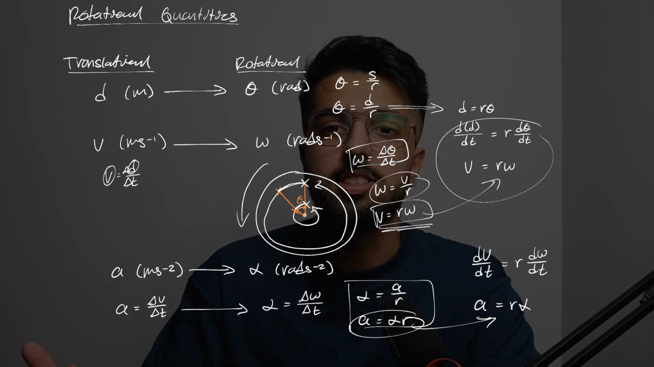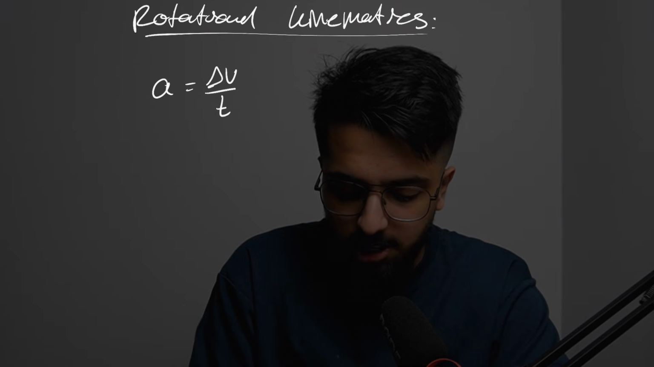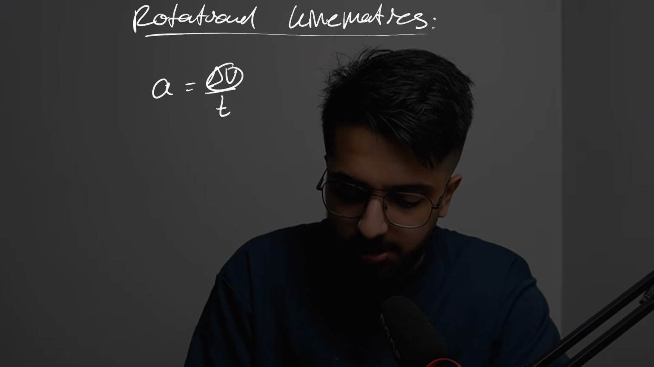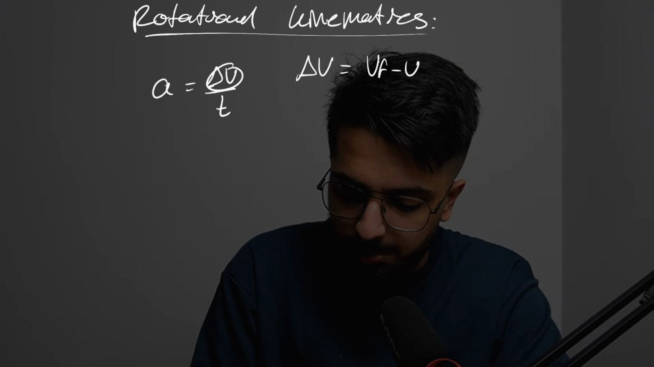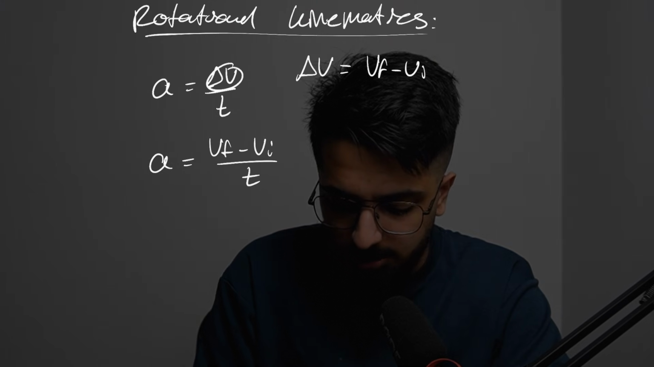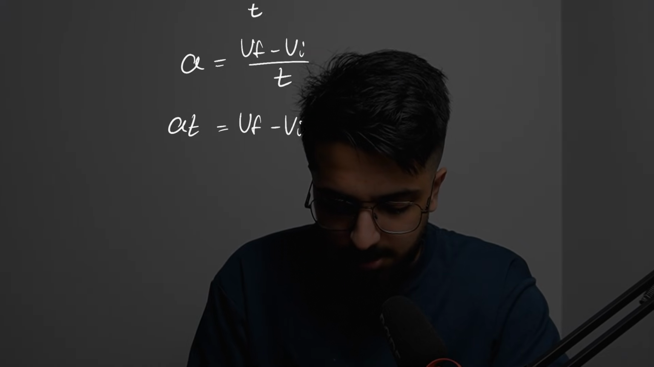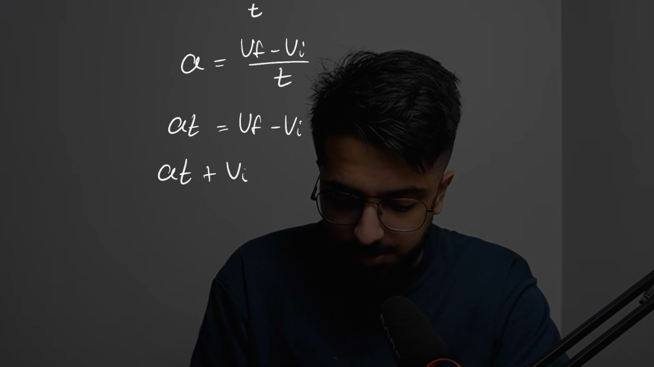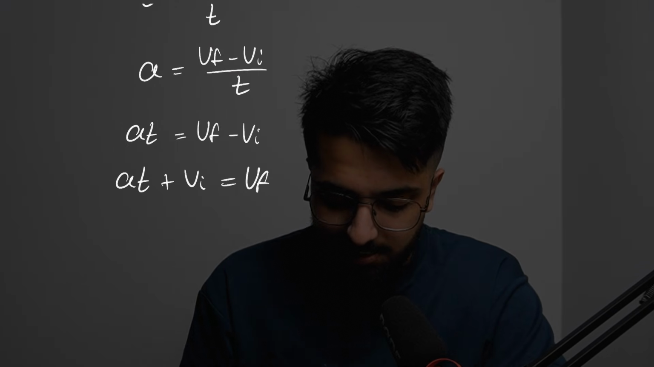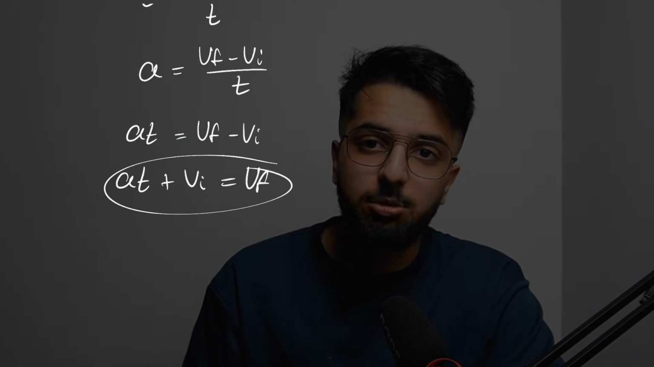Now, just like our quantities have rotational equivalents, our kinematic equations also have rotational equivalents. We know our acceleration is equal to the change in velocity over the change in time, and therefore we can rewrite this change in velocity as VF minus VI, so a is equal to VF minus VI all over t. Therefore at is equal to VF minus VI, and therefore at plus VI is equal to VF. Now, this should look familiar as a kinematic equation, and we also have a rotational equivalent of this.